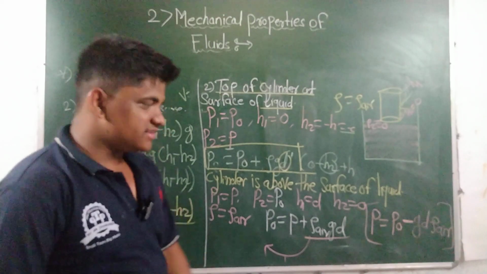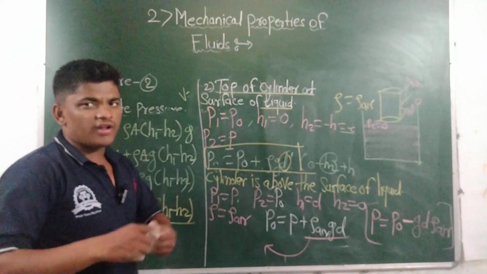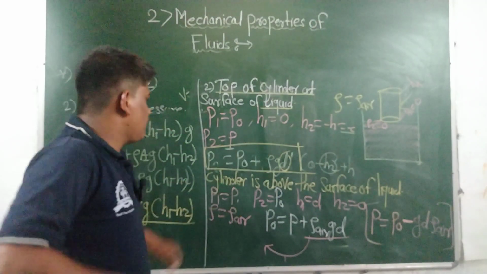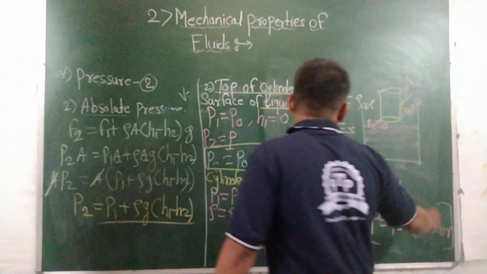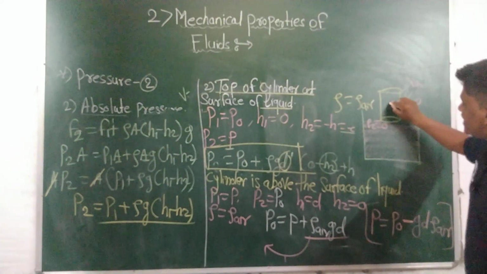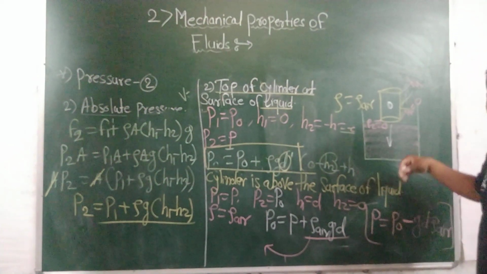What about the gauge pressures? Gauge pressure is the difference between the pressures, the total pressures of the liquids which are exerted on the cylinder which is inside the water, inside the liquid.